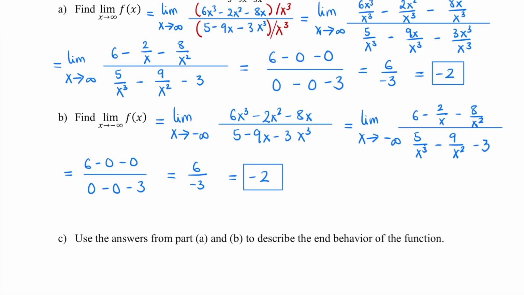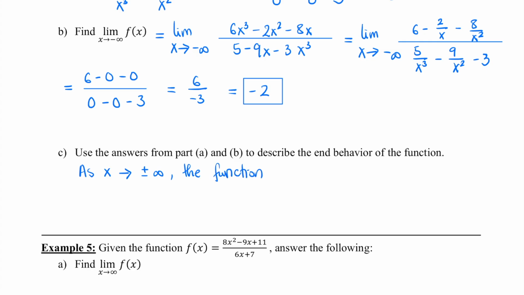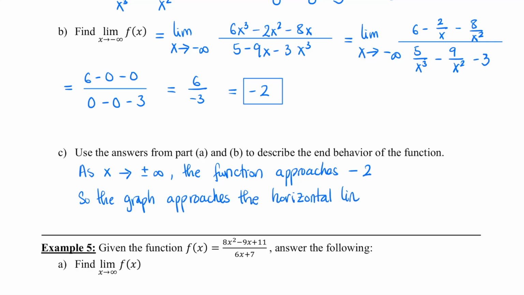Question C. We need to describe the end behavior. As x approaches infinity, the function approaches negative 2. And as x approaches negative infinity, the function also approaches negative 2. So the graph approaches the horizontal line y equals negative 2. And if the question asks for the horizontal asymptote, that is y equals negative 2.